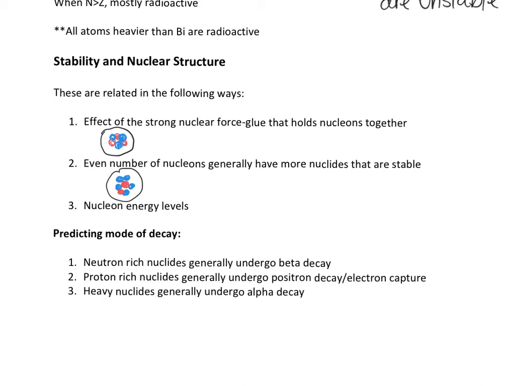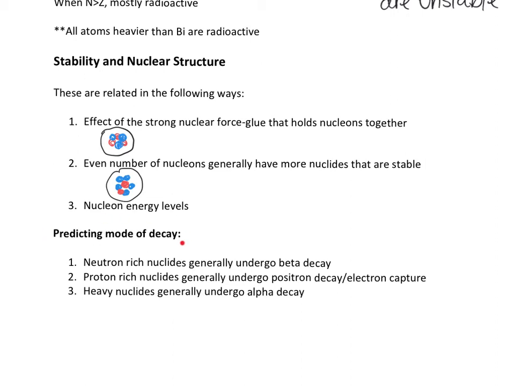And lastly, this is a more abstract concept, that this is nucleon energy levels, kind of similar to when we're looking at electrons. When electrons are at certain spins, when they're opposite spins or the same spin, that affects their stability. That's the same basic idea for nucleons. Nucleons are thought to be in certain energy levels, and specific energy levels allow for a more stable nucleus.